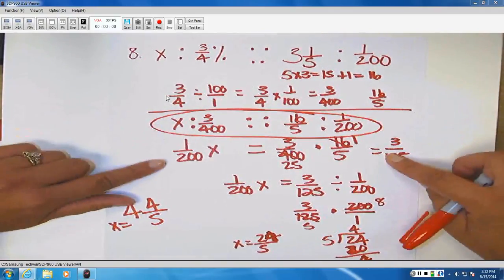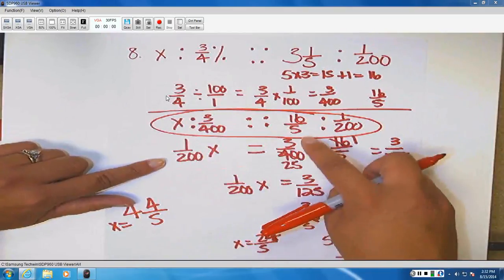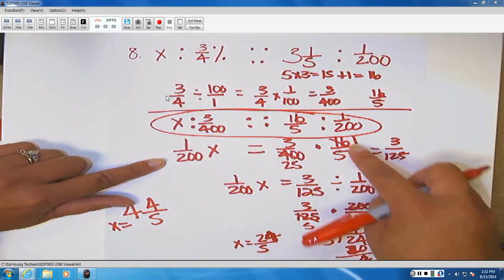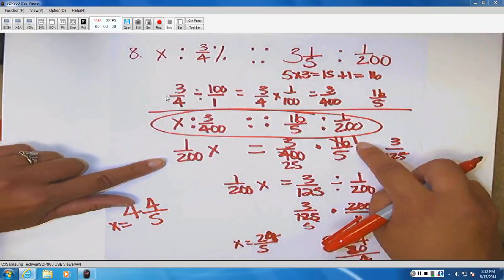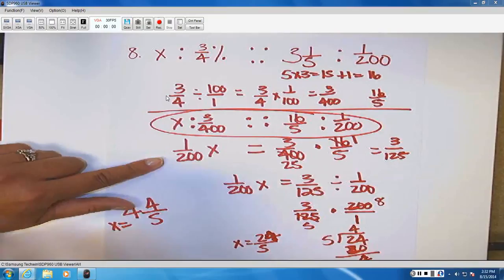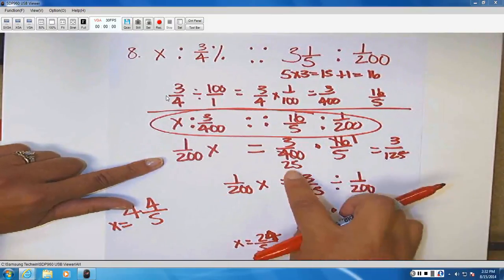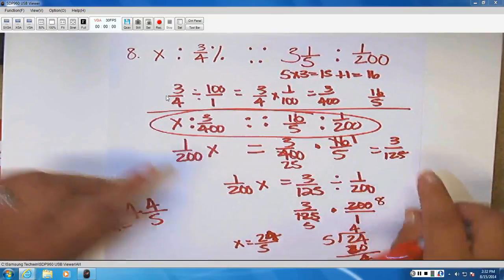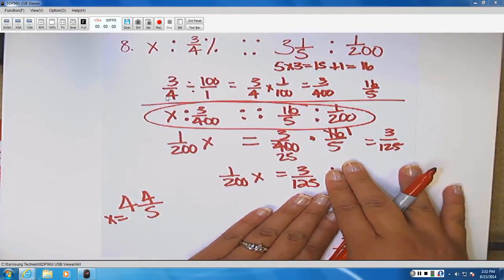We set up our equation. It was 1 over 200x equals 3/400 times 16/5. We reduced: 16 went into 16 one time, 16 went into 400 25 times. When we then multiplied straight across, 3 times 1 was 3, and 25 times 5 was 125. So we ended up with this next equation: 1 over 200x equals 3 over 125.